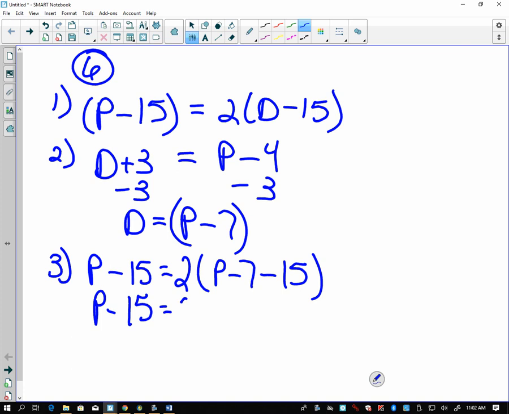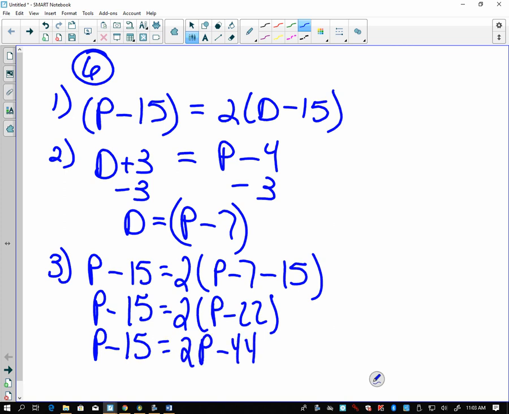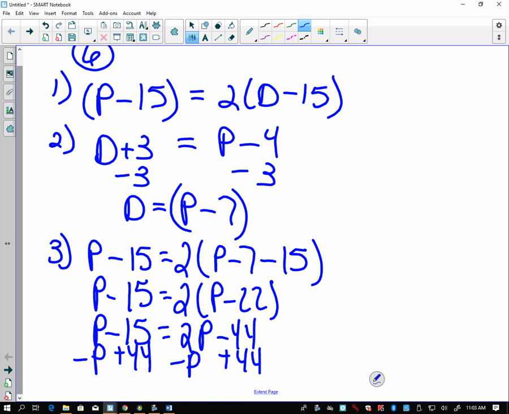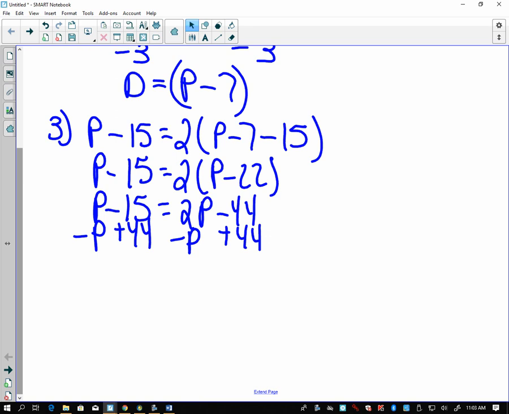We'd go ahead and finish out what's inside the parentheses. What would that be, minus 22? Minus 22. Distribute the 2. We got P minus 15, or Phil minus 15, is 2P minus 44. Let's add 44 to both sides, and let's subtract P from both sides. That's going to leave me with just a single P, or Phil. If saying P over and over again doesn't distract you.